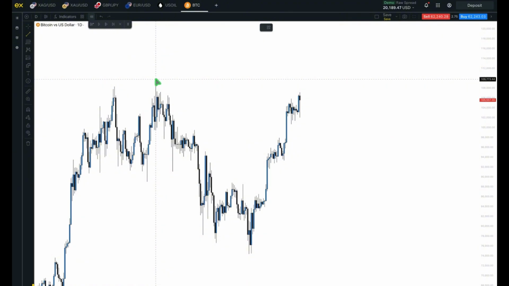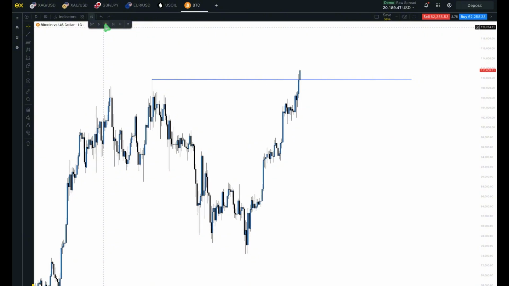So this was the previous all-time high on Bitcoin. So we will highlight this area. We will draw a line here. This is the first thing that you have to do. Then you have to wait for the price to go above this previous all-time high. Okay. We will forward it and let's see what happens.